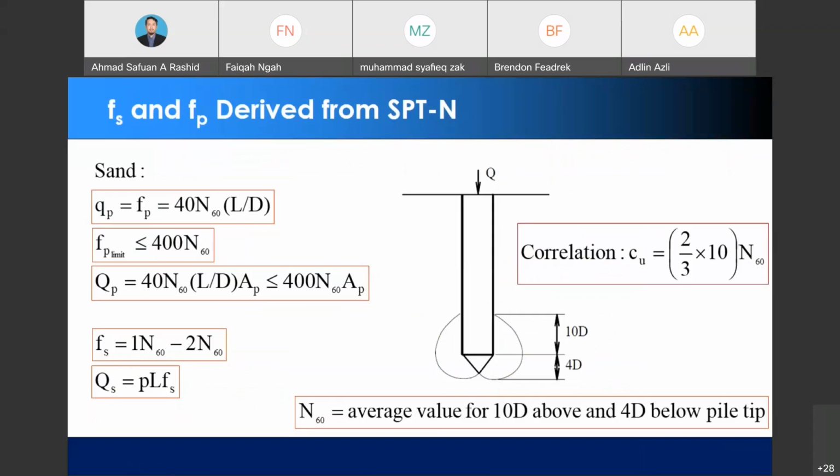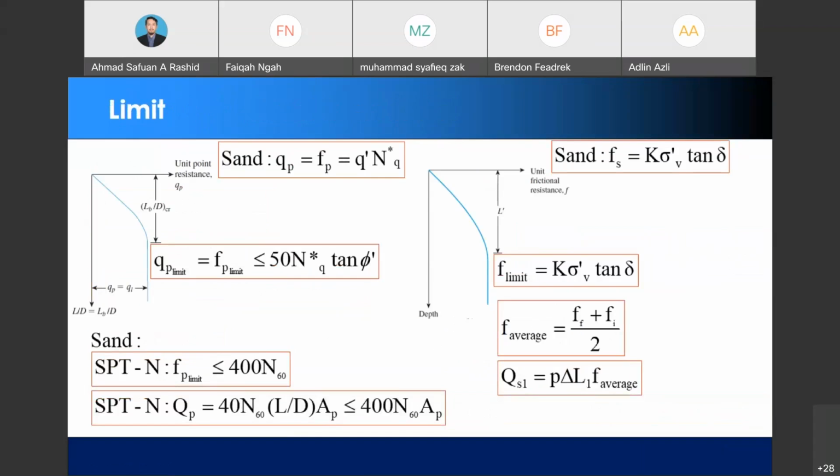Okay, that is for the sand. That is for sand. And this is what we call the friction. This is for the end bearing. Then this is for the friction.